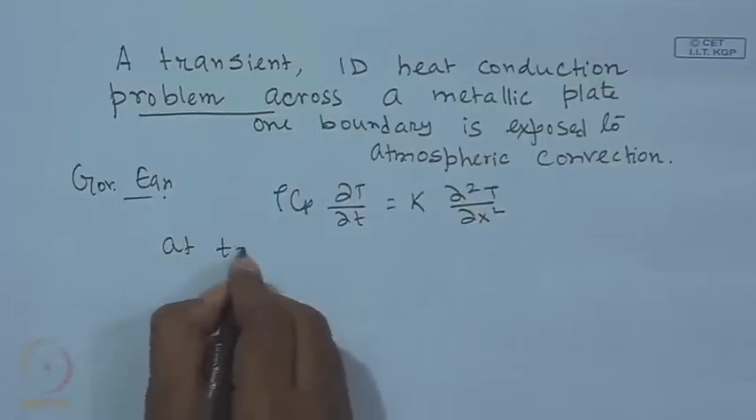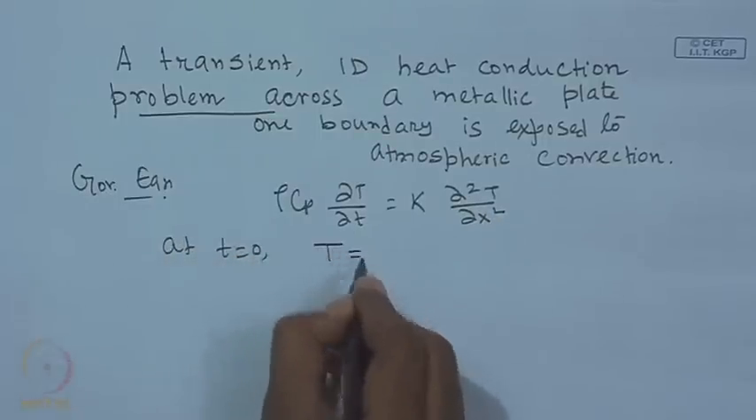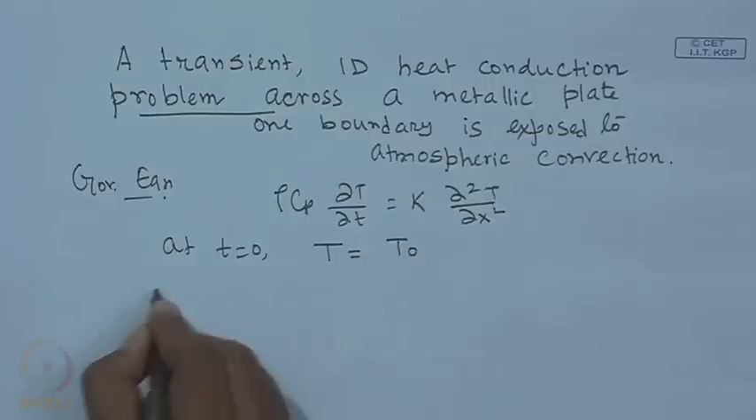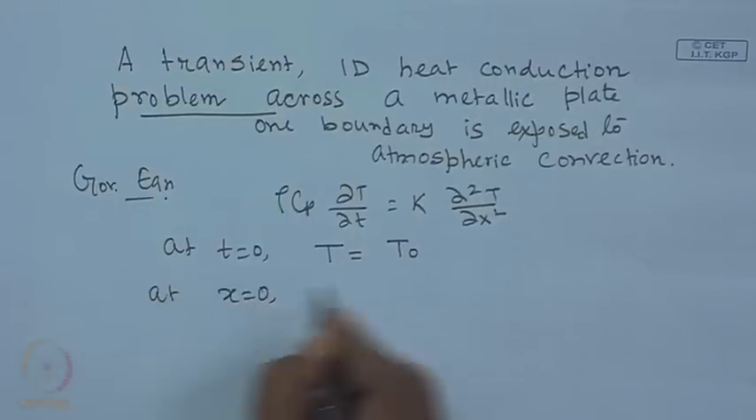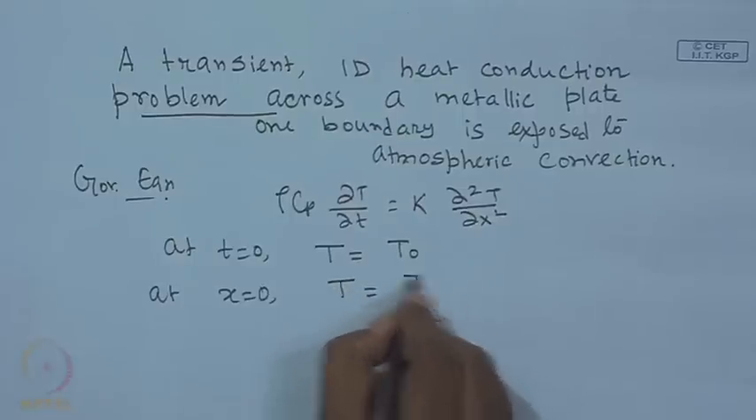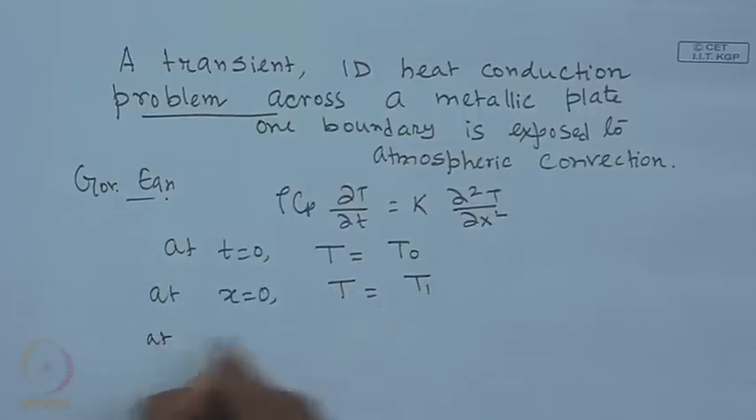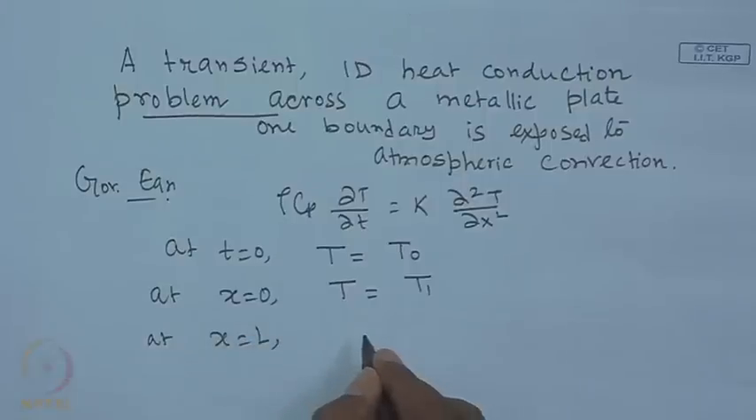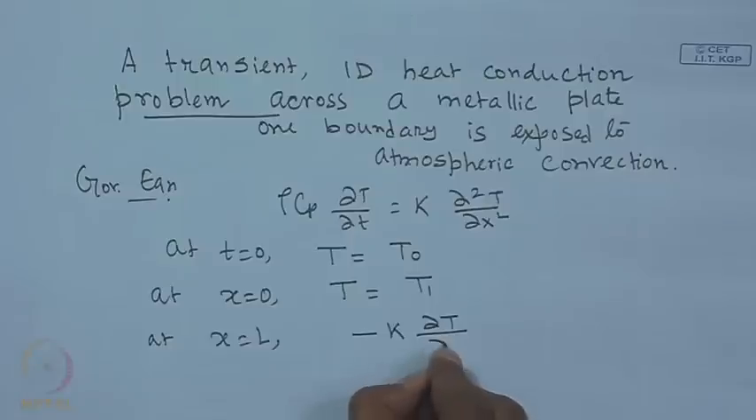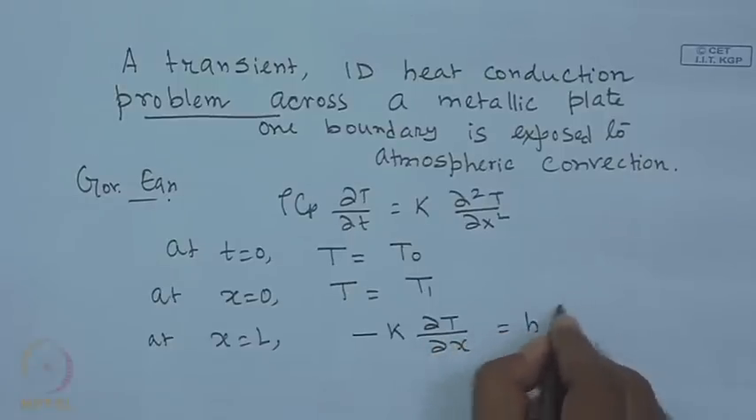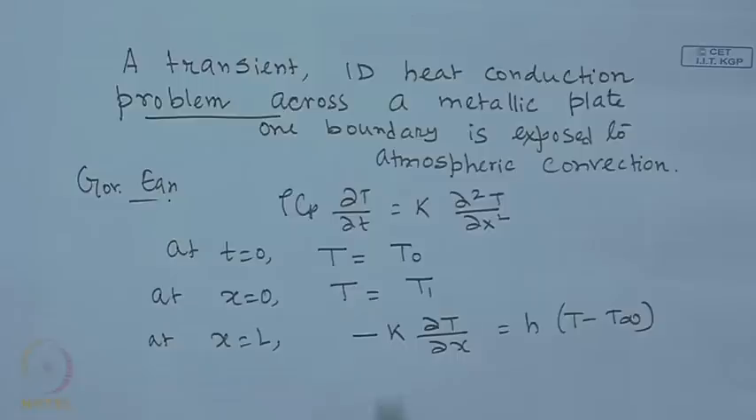At time t is equal to 0, we have an initial temperature, let us say T naught. At x is equal to 0, let us say we maintain a temperature T 1, and at x is equal to L, the end of the thickness L, the boundary is open to atmosphere. So, whatever the energy that comes by conduction is taken away by convection of the ambient environment. h is the heat transfer coefficient and T infinity is the temperature of the surroundings.